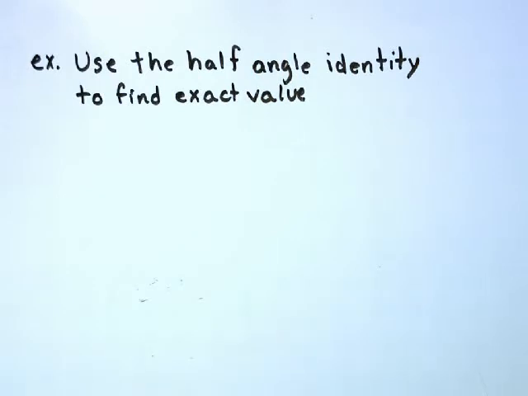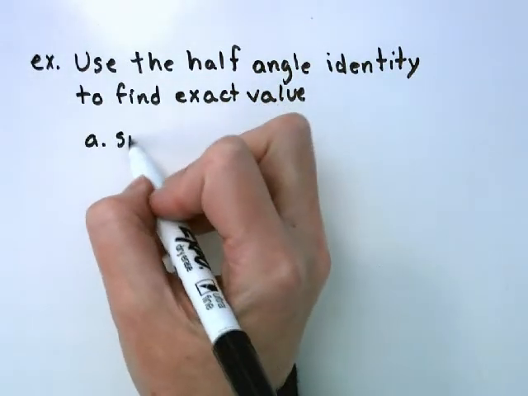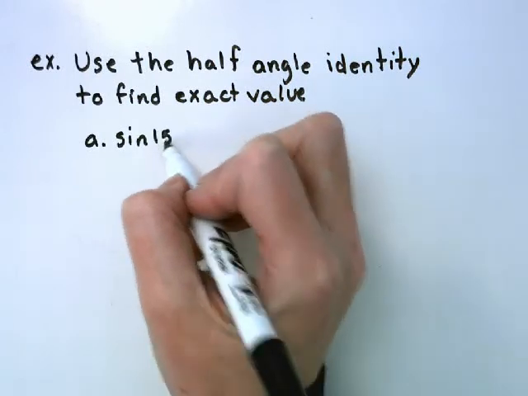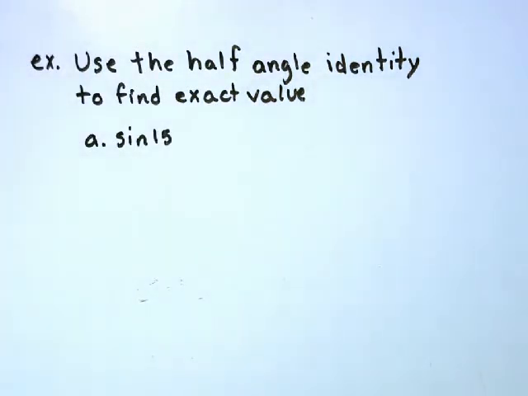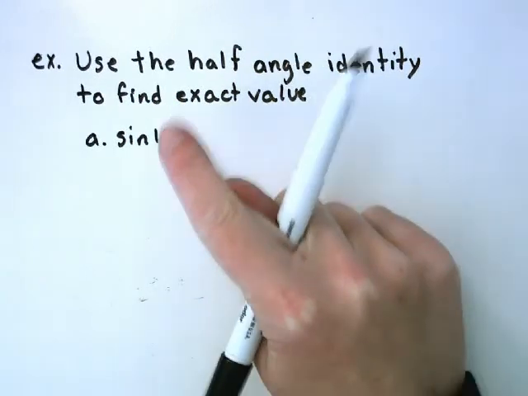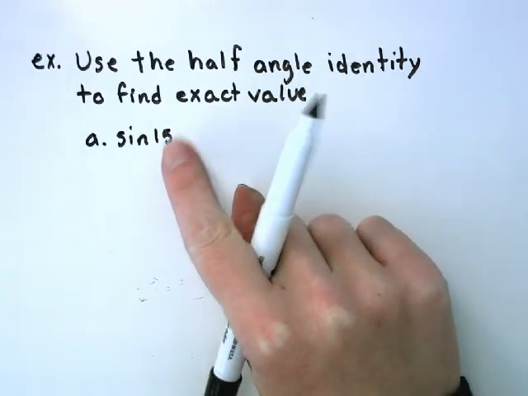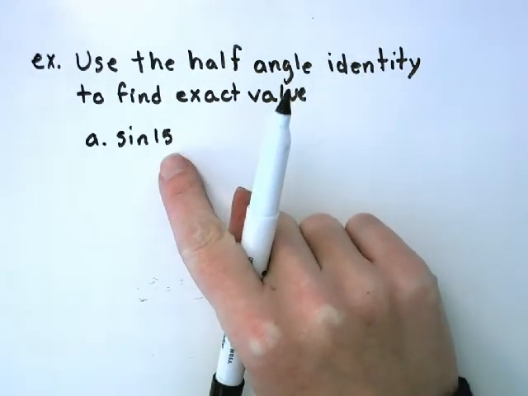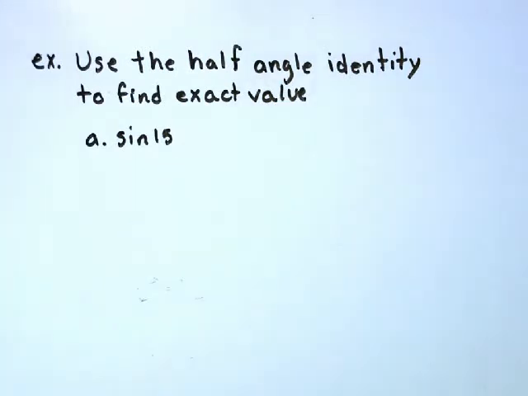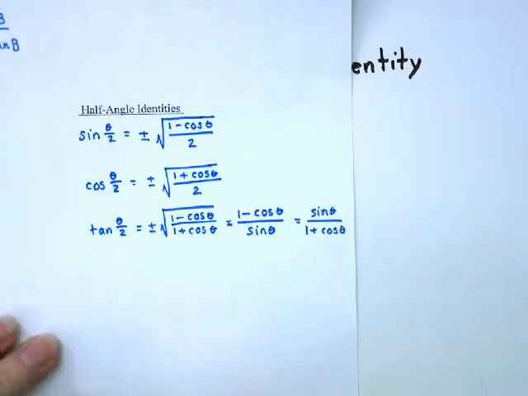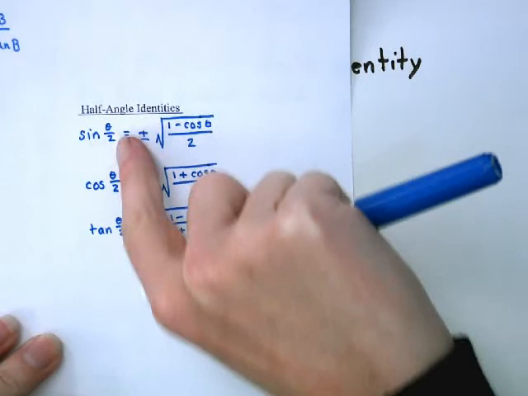So now we're going to use the half-angle identity to find the exact value. Our first one is going to be sine of 15. Okay. We could use the sum and difference identities to find this by rewriting this as like 45 minus 30, or we can use the half-angle identity. To use the half-angle identity, we need to get it into this format.